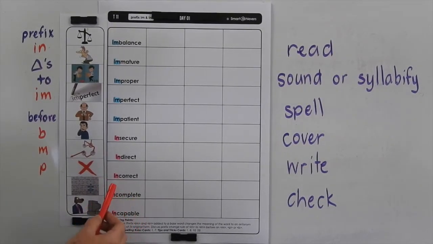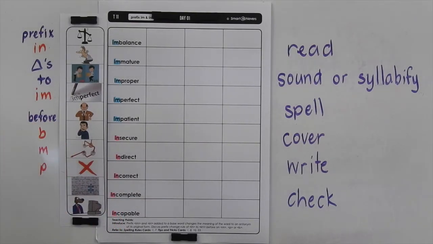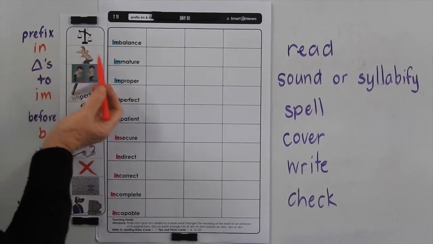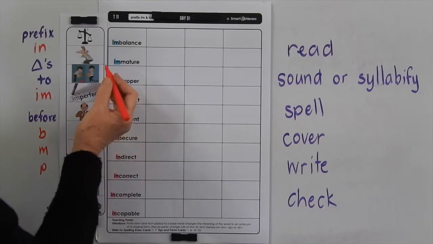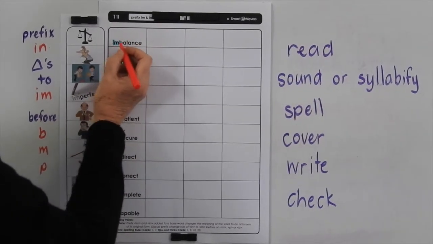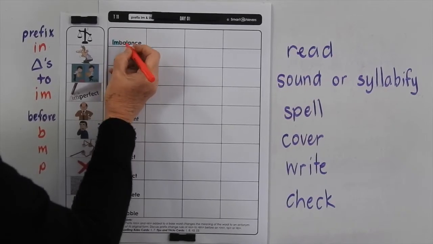The in or im at the start of a word is going to change the meaning of the word to an antonym. That means it's going to make the base word mean its opposite. So quite often when we add a prefix to the start of a word, it can change its meaning. So let's have a look at what we've got in these words as well as adding the prefix.